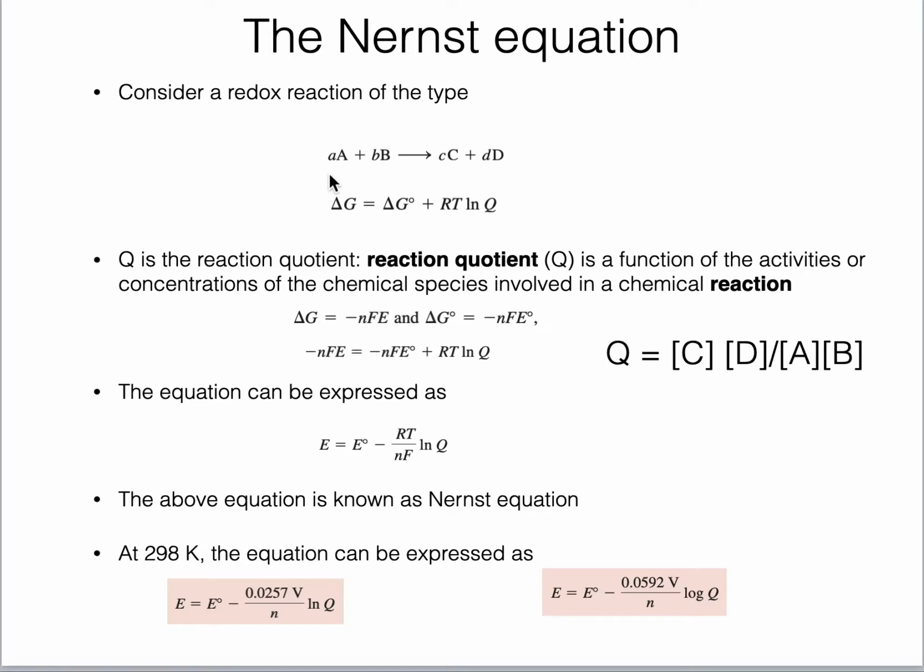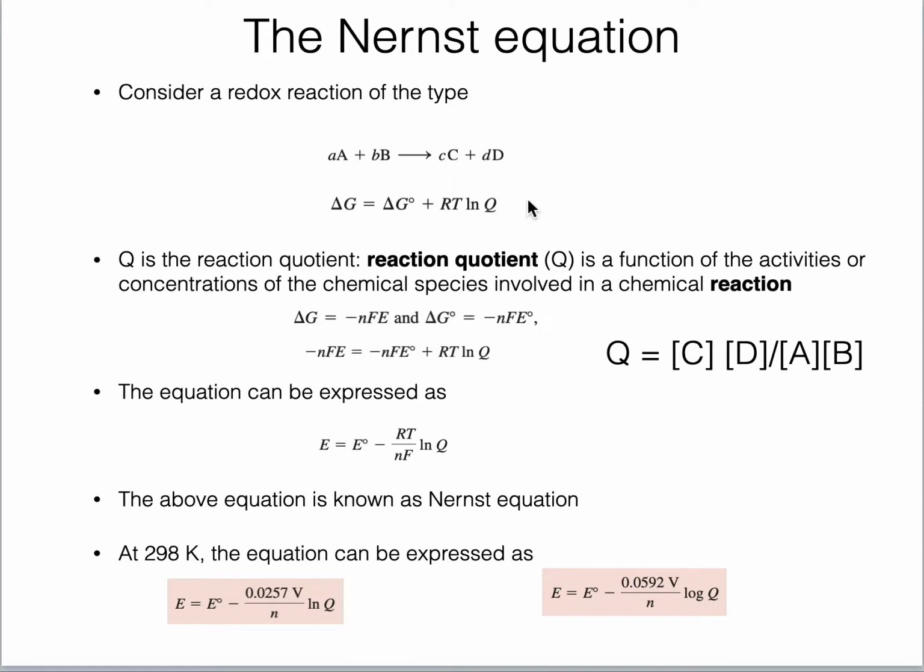So consider a redox reaction given here, that is a moles of A reacting with b moles of B to give c moles of C and d moles of D. Small letters a, b, c and d are the number of moles, the stoichiometric coefficients participating in the reaction. Now for this reaction, there is a thermodynamic relation given as delta G is equal to delta G naught plus RT natural log of Q.